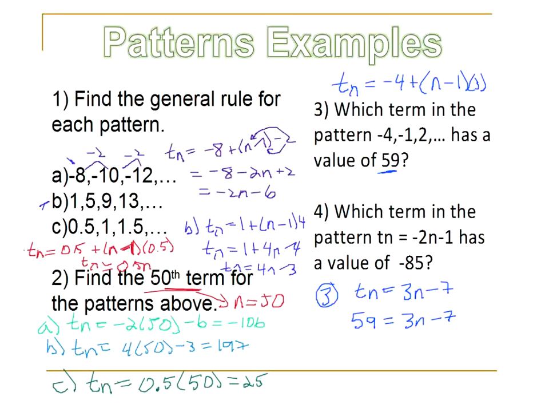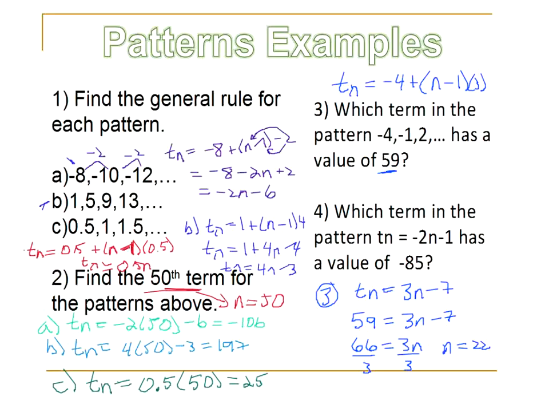I'm going to add 7 to both sides, 66. I divide both sides by 3, and I see that the 22nd term would have a value of 59.